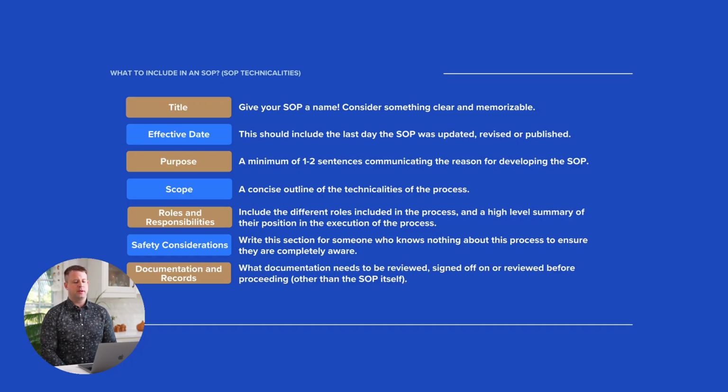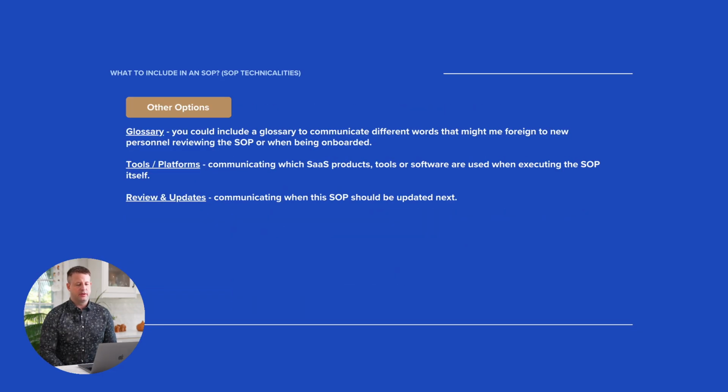Documentation records. What documentation needs to be reviewed, signed off on, or reviewed before proceeding? Procedure. This is the SOP itself. This is the meat of the SOP. Some other options that you could consider including is a glossary of the different terms that you're including in the process. Again, going back to writing it for someone who knows nothing about the process, having a glossary could help communicate any confusion around certain words that you're using. Tools and platforms, communicating which SaaS products, tools, or software you're using when developing the SOP. And review and updates, communicating when the SOP should be updated next.